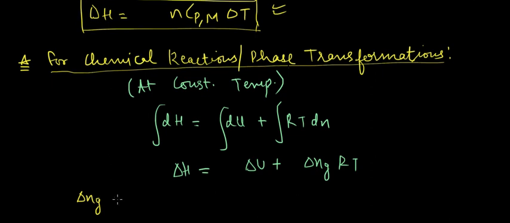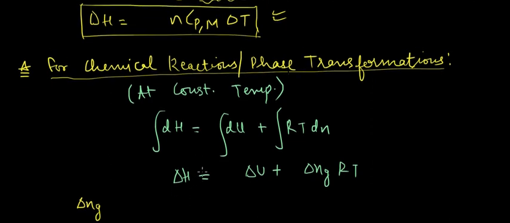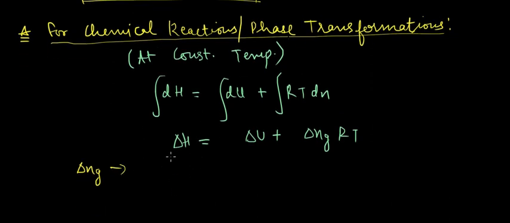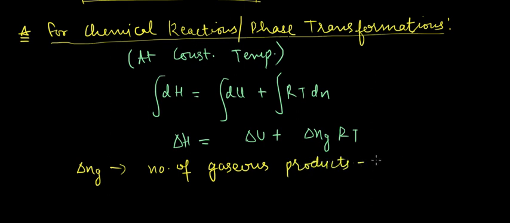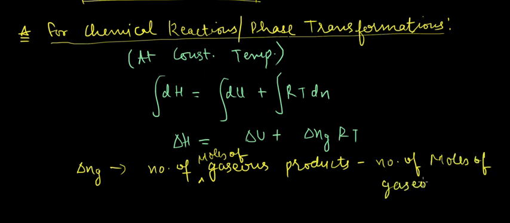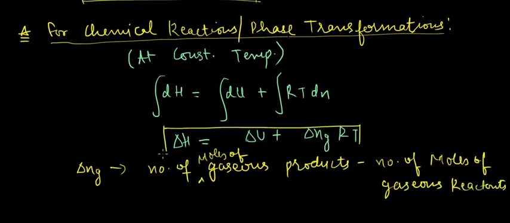So delta ng here would be the number of moles of gaseous products minus the number of moles of gaseous reactants. Okay, this is an important formula.